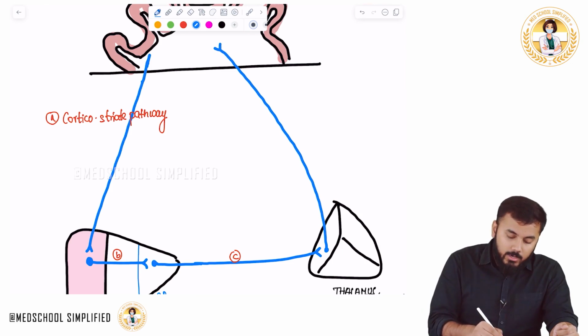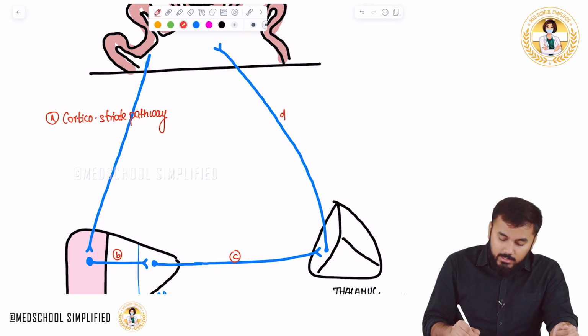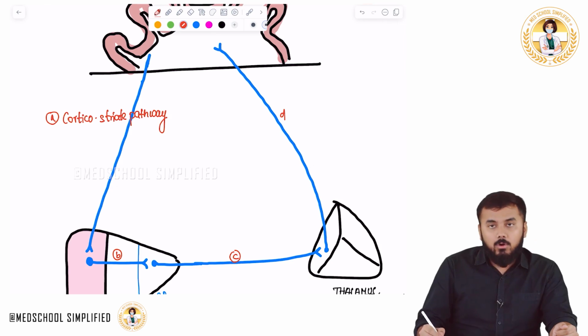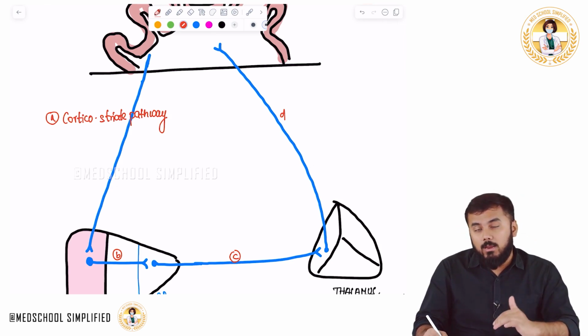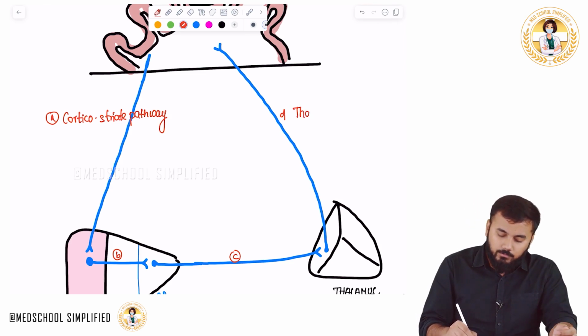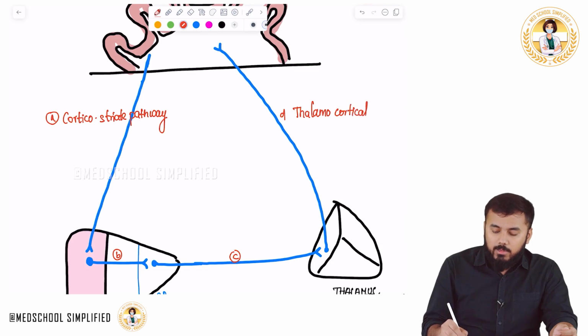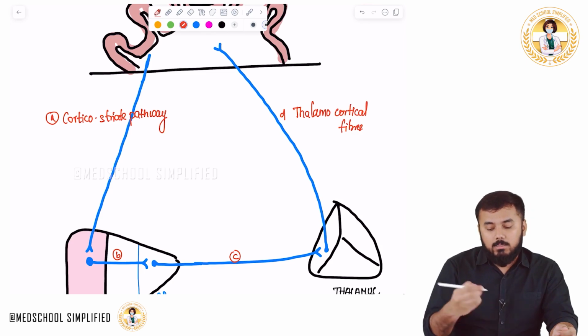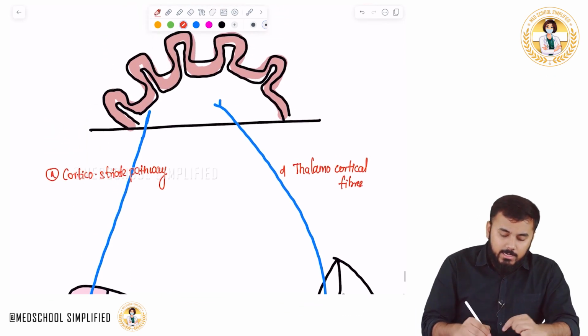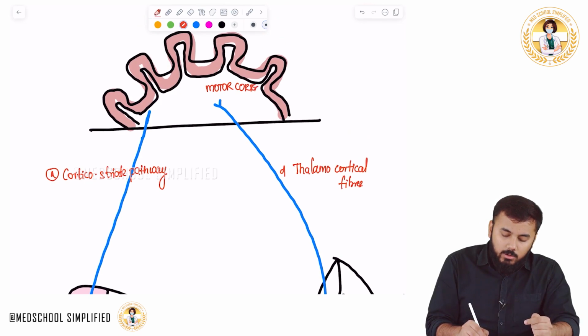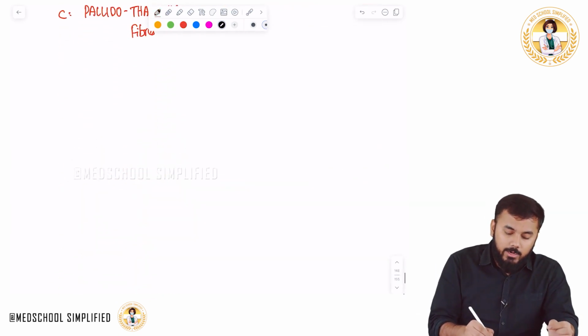So let me write this down as D. And what is D called? From the thalamus, it is going to the cortex. So thalamocortical pathway or thalamocortical fibers. Now, what is happening once it enters into the thalamocortical fibers? Where is it actually going to enter? It is actually going to enter into your motor cortex. Now, you will understand completely what I am trying to tell you.